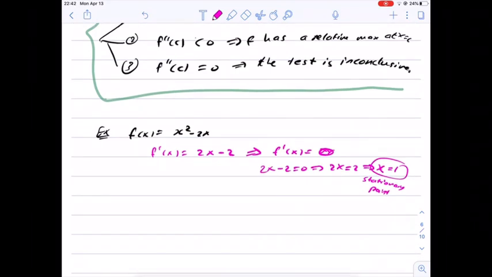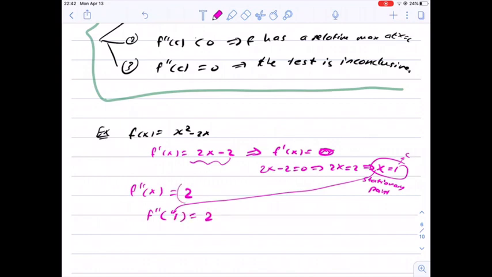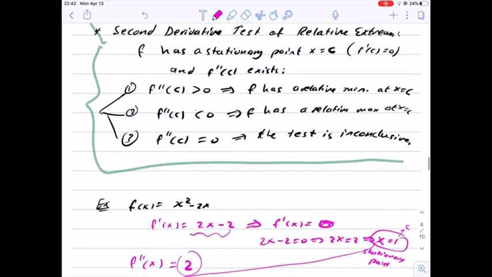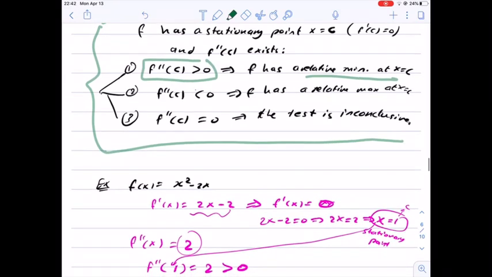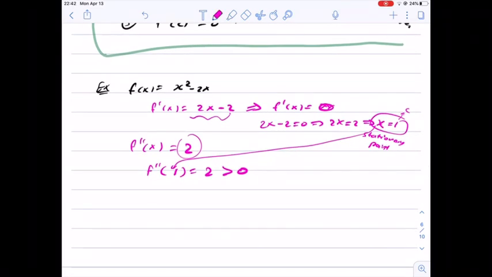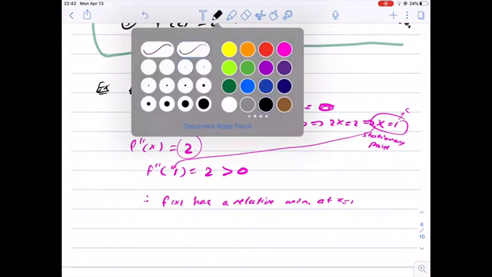So we found the critical point. So this is the value of C. Now we find the second derivative. The second derivative of this is just 2. Now we plug C here. C is 1. But we still have 2 because we don't have x here. It's greater than 0. If the second derivative evaluated at C is greater than 0, then the function has a relative minimum at that point. So f of x has a relative minimum at x equals 1.